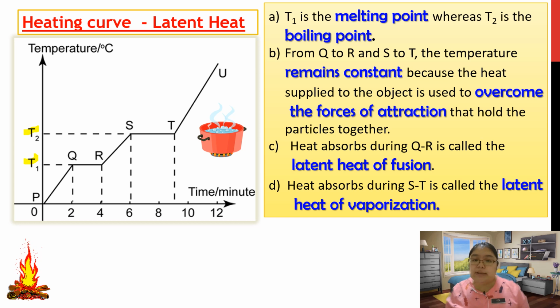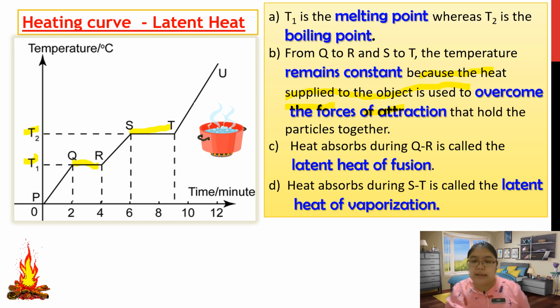Now we're going to look at QR and ST. Q and R, S and T, these are flat points. That means the temperature becomes constant. Then the question will ask why the temperature is constant although the heat is still provided. So your answer should be because the heat supply is used by the object to overcome the forces. You must say overcome the forces of attraction that hold the particles together.